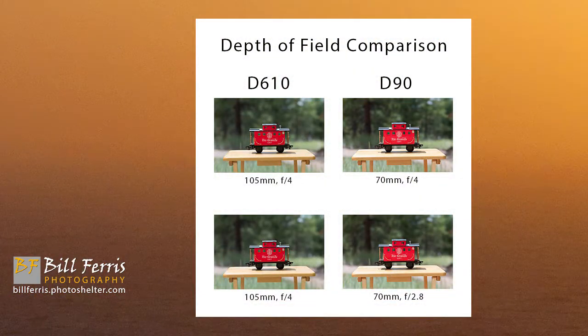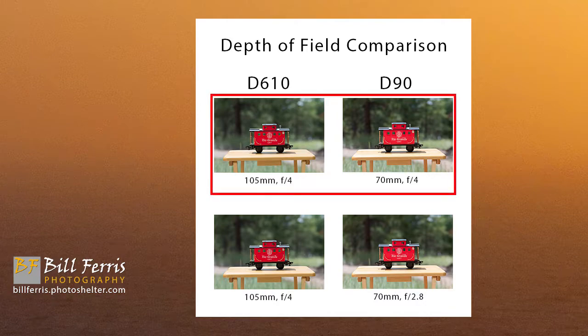In this we have four images. Two images were made using my full-frame Nikon D610, and two were made with the DX format Nikon D90, a crop sensor camera body. All four images were made using the Tamron 70 to 200 millimeter lens. So let's look at the first two images. The Nikon D610 and the D90 are both being used at f4 with that Tamron lens. The D610 is shooting at a 105 millimeter focal length, the D90 at 70 millimeter focal length.